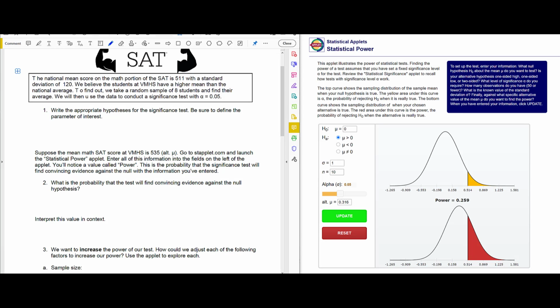Alright, so for today we're going to talk about statistical power. And we'll go over this with an example over here. I have talking about SAT math scores. And the applet you see on the right hand side there, I'll put the link to that down below in the description. So let's go into this example here.